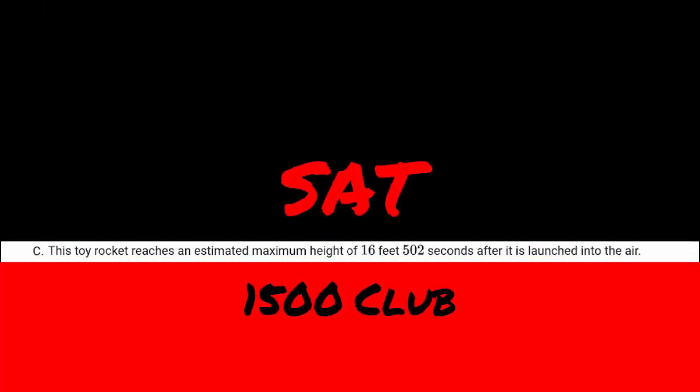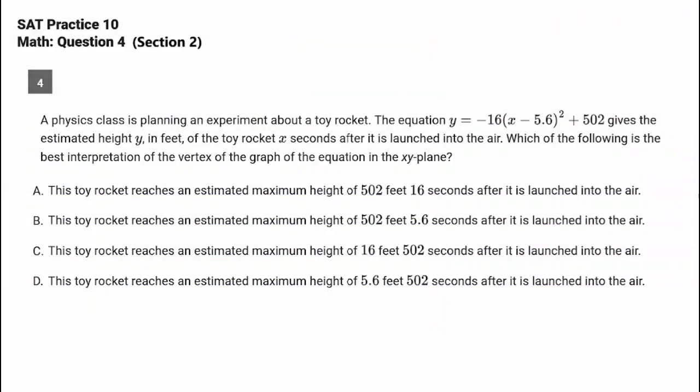We're on SAT Practice Test 10, Math Section 2, Question 4. What's the level of difficulty here? It's medium. And it's important to remember that it's medium, because if it looks really hard to you, it doesn't matter. It's medium. A physics class is planning an experiment about a toy rocket.